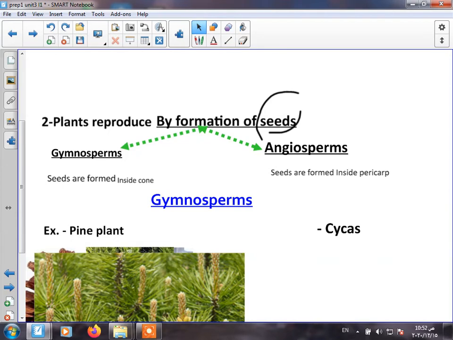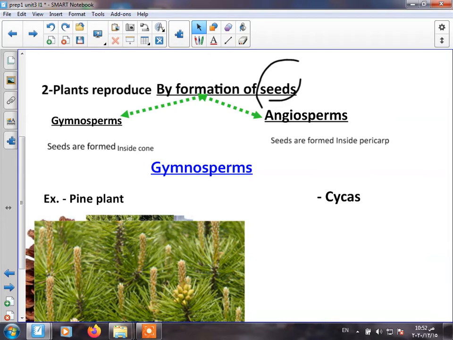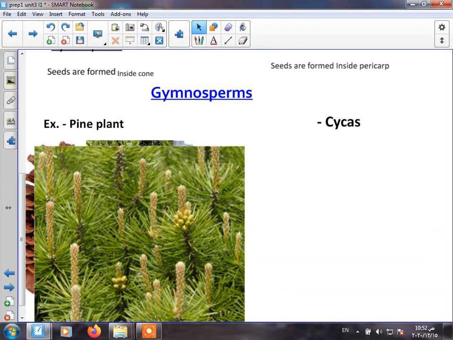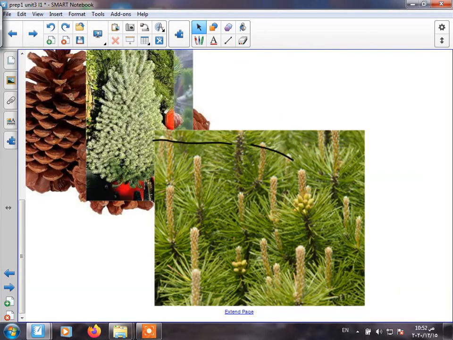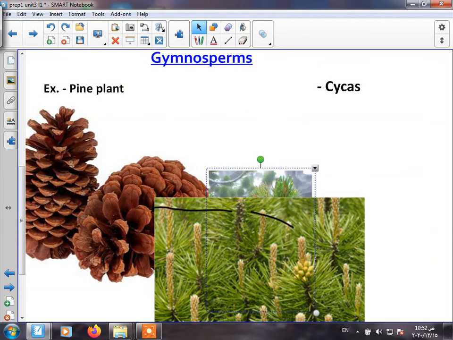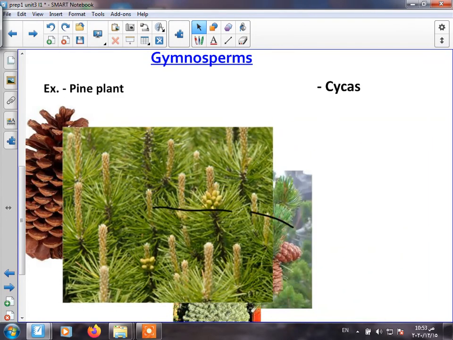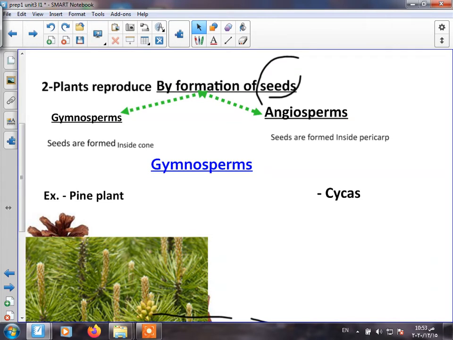Gymnosperms form their seeds inside a cone. As you can see, this is the picture of a pine plant. Its seeds are formed inside the cone. This is called what? Gymnosperm. Their seeds are formed inside a cone.